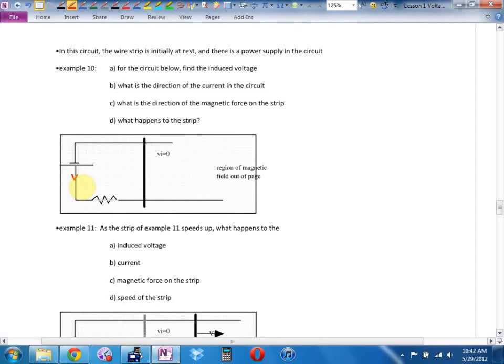First of all, what does A want us to find? Induced voltage is equal to BLV. What's the velocity of this bar right now, Matt? So what's the induced voltage right now before we start anything going? 0. What is the direction of the current? Well, the direction of the current is that way because of this battery.